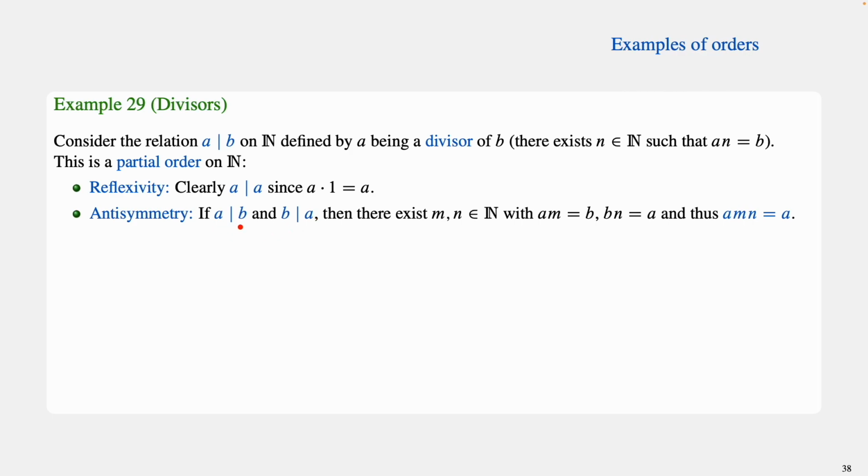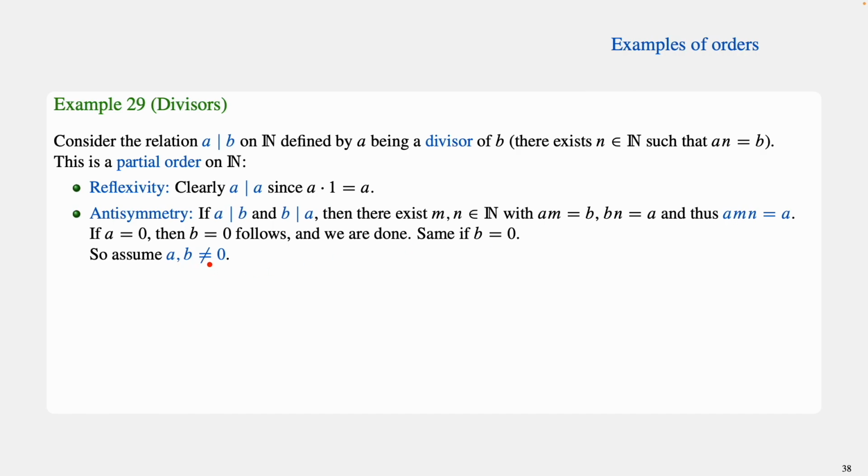because if A divides B and B divides A, then there exist m and n in the natural numbers such that A times n equals B, but also B times m equals A. So if we plug this expression here into the second one, then we get A times n times m equals A. What does this mean? Well, if A is equal to 0, then clearly B must be equal to 0. And we're done. And similarly, if B is equal to 0.